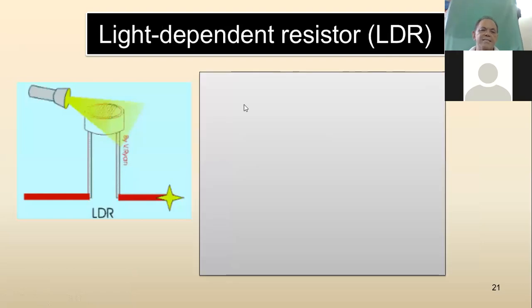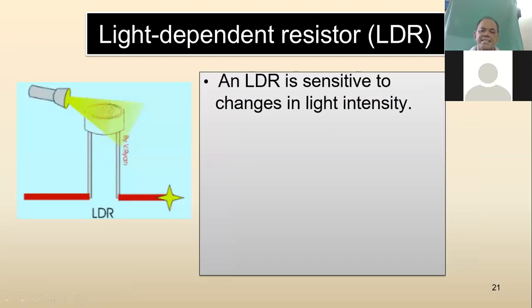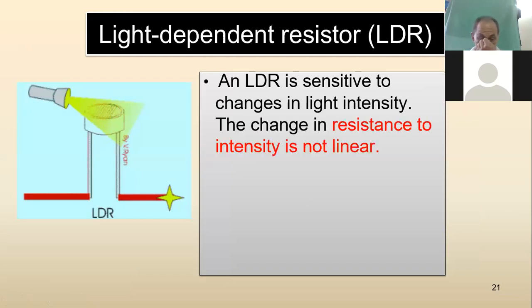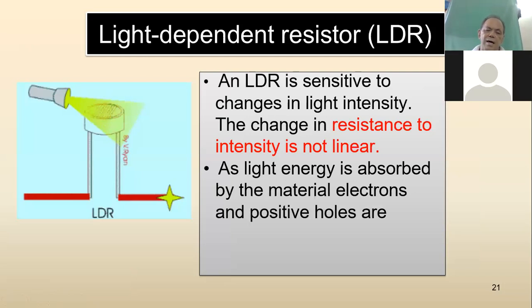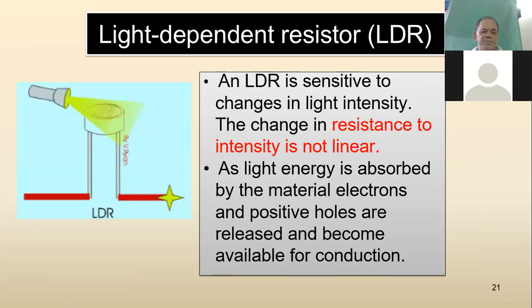As the name implies, it depends on the intensity of light. The LDR is sensitive to changes in light intensity. Light intensity changes the resistance, but the change in resistance is not linear to the change in intensity. As light is absorbed by the material, electrons and positive holes are released and become available for conduction. That's why the resistance decreases.